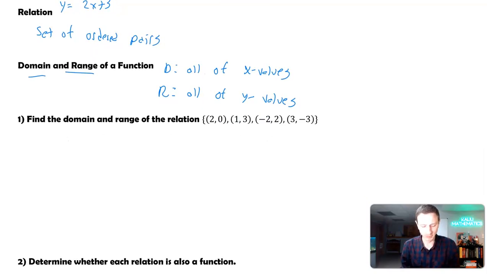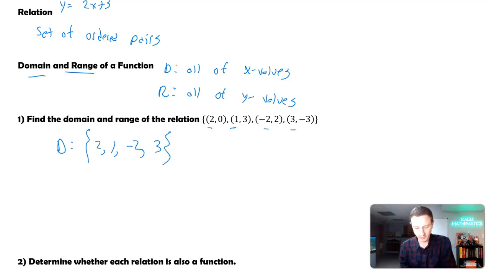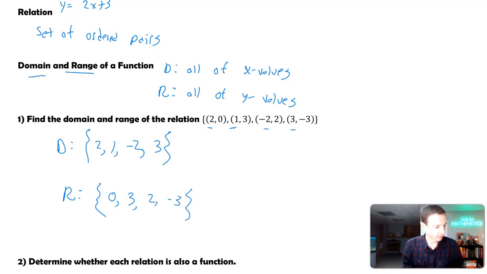So number one, find the domain and range of this relation. The relation is a set of ordered pairs. So we want to find the domain and range. The domain is all of the x values. So the domain is going to be 2, 1, -2, and 3, which is all the x values. And then the range is going to be all of the y values. So we have 0, 3, 2, and -3. So that is the range of this whole relation.